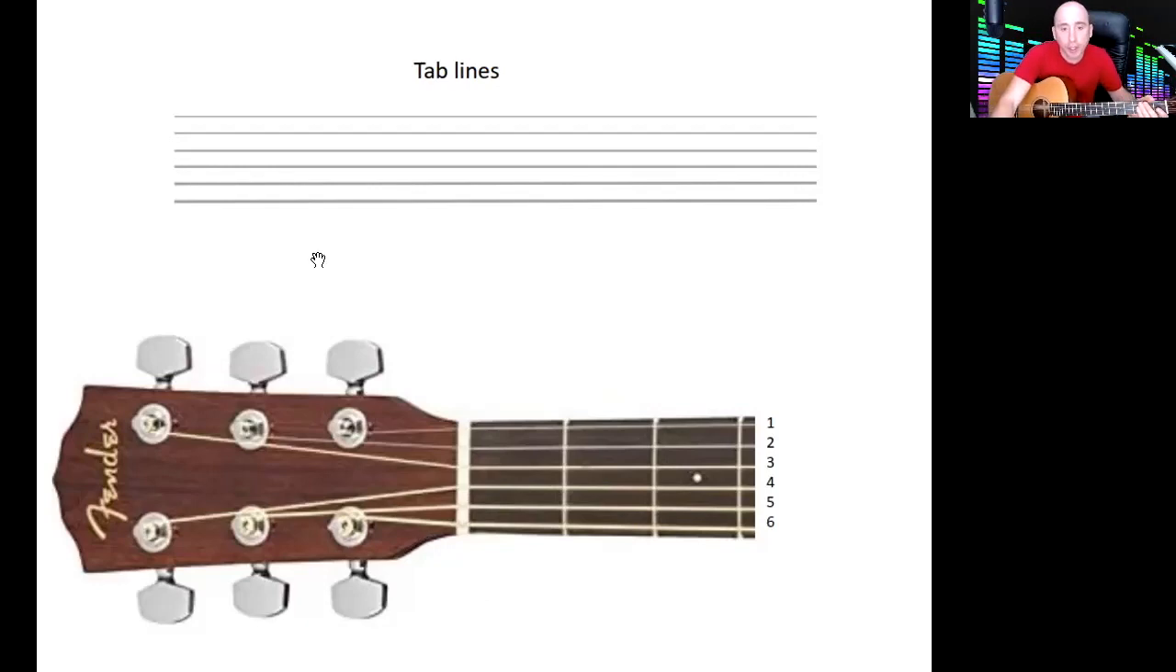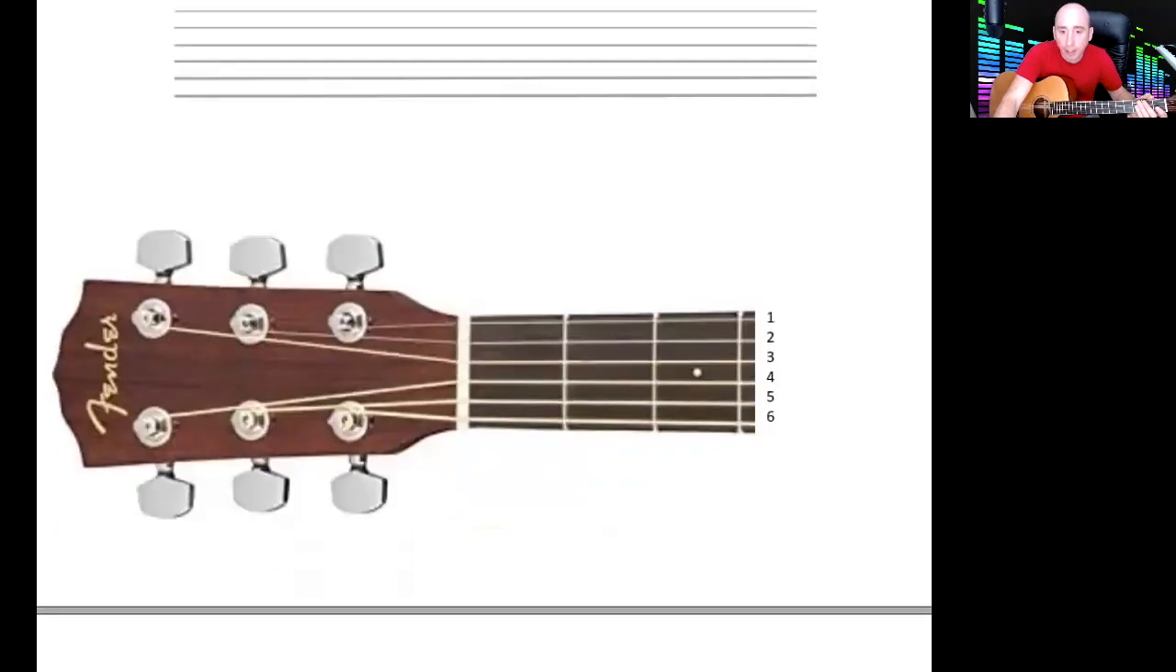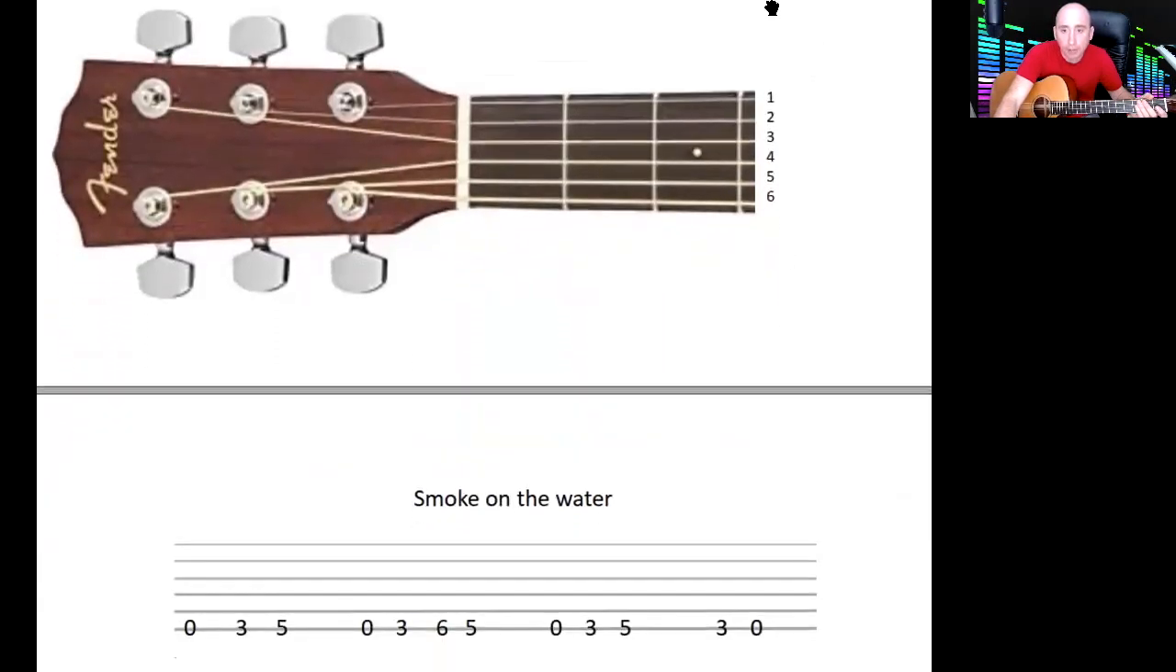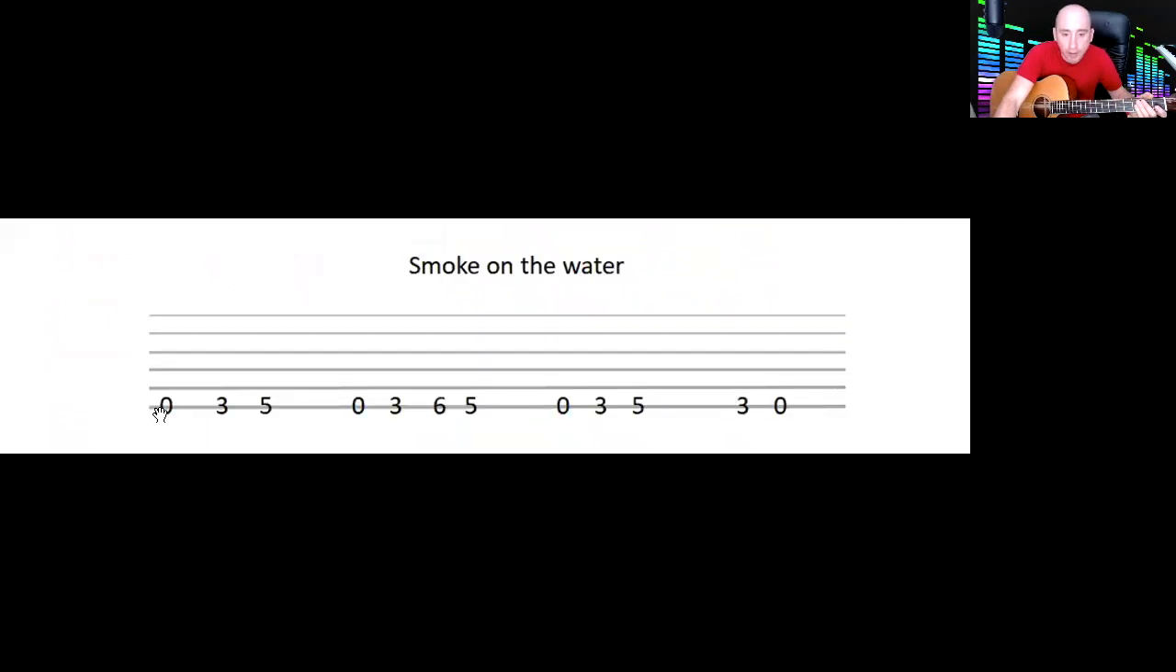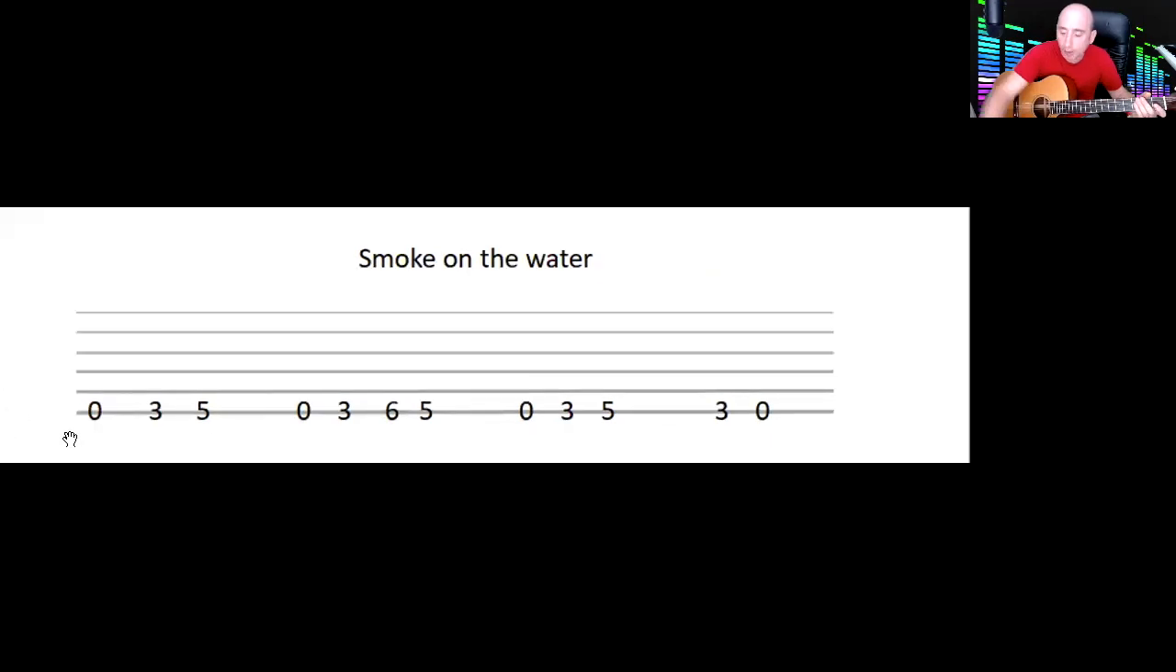Okay, so I'm going to go straight to the next slide. I'm going to show you some songs on how to read it. You can see you've got a bunch of numbers here. These relate to the frets on the guitar. So 0 would just be open, and 3 would be on the 3rd fret.